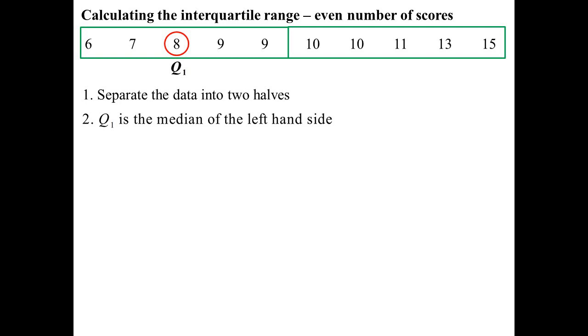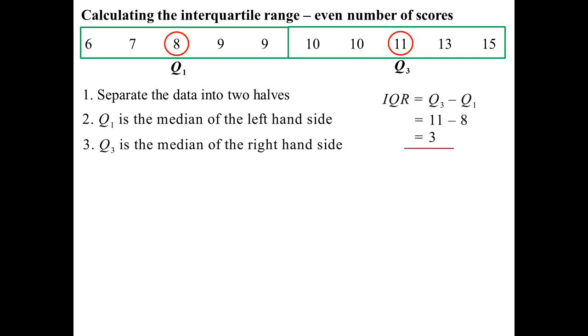Q1 will be the median of the left-hand side. We just work that out using our same rules. Odd number, like I've got here, it'll be the middle number. So Q1 is 8. If it was an even number, find the average of the two middle numbers. Q3 would be the median of the right-hand side. So 11. So the interquartile range, 11 minus 8, is 3. Q2, our median, remember, is the average of the two middle numbers, so 9.5. That rule doesn't change.